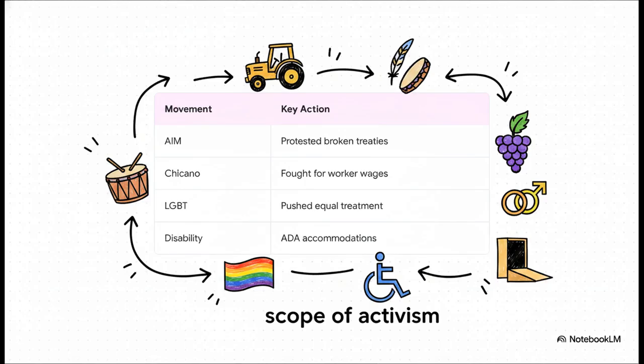The American Indian movement fought against broken treaties. Cesar Chavez and the United Farm Workers led the Chicano movement to secure better wages and conditions for Latino laborers. The Stonewall riots in 1969 ignited the modern LGBT movement's push for equal treatment. Basically, everyone was organizing to secure their own specific, direct legal protections.